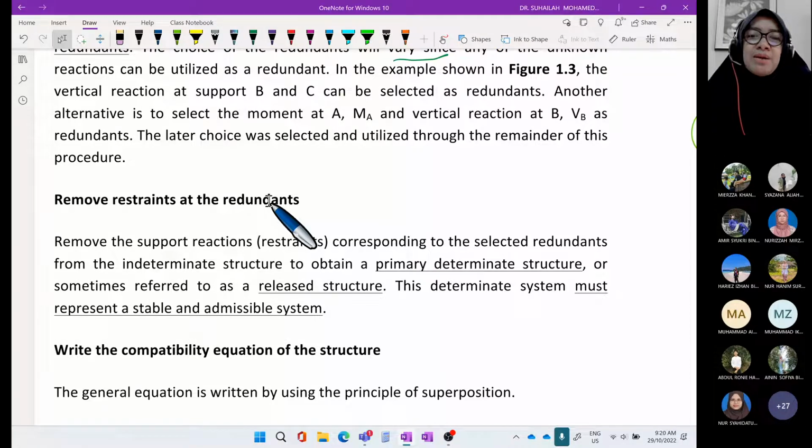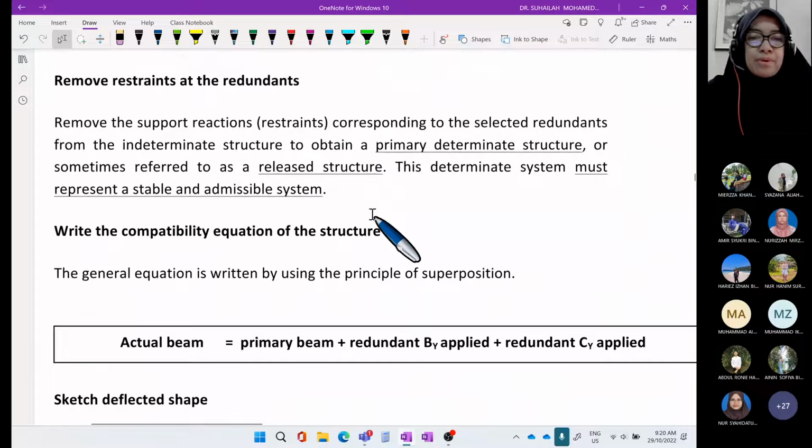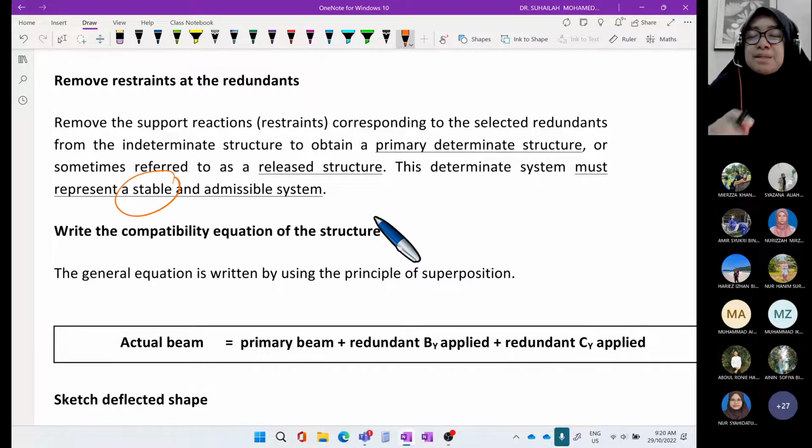So when we want to determine the redundants, we have to remove the redundants and analyze all the systems. We have the primary system, and we have redundant systems: redundant 1 and redundant 2. What we need to do now is to remove the restraint at the redundant. The redundant is the support restraint corresponding to the selected redundant, removed from the indeterminate structure to obtain the primary determinate structure, the primary beam. This determinate system must be stable and determinate.